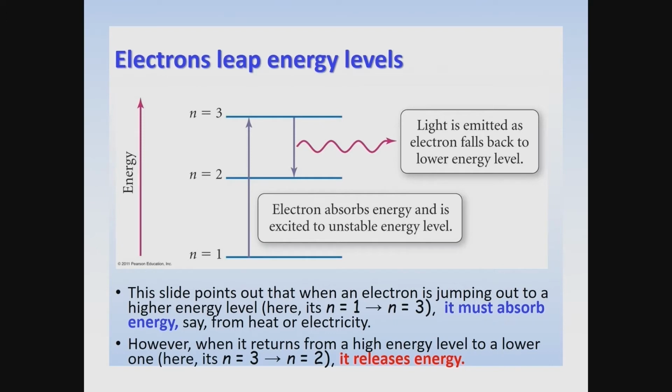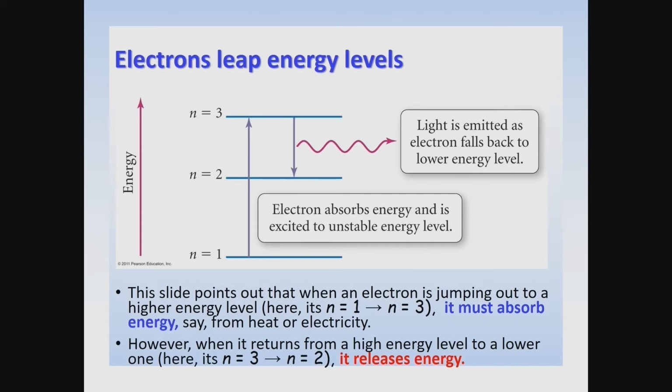But if you send electricity through it, you can send that electron to a higher energy level, where the electron will have more energy and the atom will have more energy when the electron's in the third energy level. So the electron must absorb the energy from the electricity so it can go into the higher energy level.